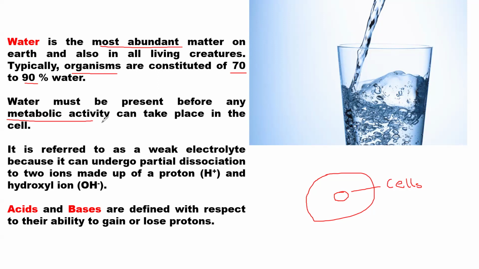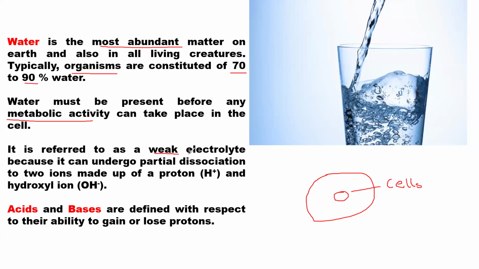And this water is referred to as a weak electrolyte. What is a weak electrolyte? A weak electrolyte is a type of electrolyte whose dissociation into ions is very partial, not complete. And we have strong electrolytes. A strong electrolyte is a type of electrolyte in which all the ions present in the molecules will dissociate strongly.